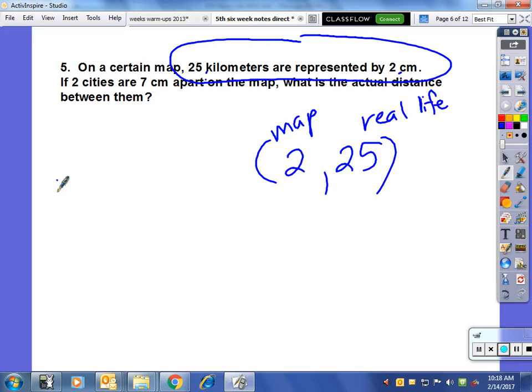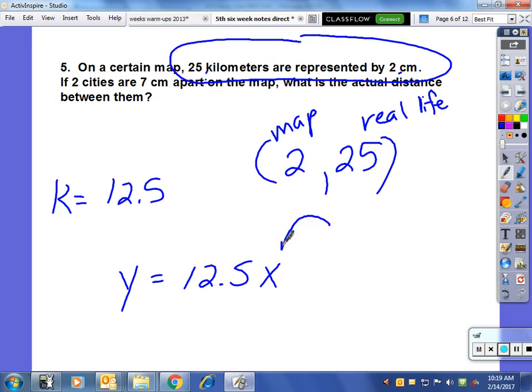So what's the constant of variation here, otherwise known as slope? 12.5. So what's the equation? Y equals 12.5x. So you're going to input how many centimeters apart they are on the map, and what you're going to get back is how far apart they are in real life.